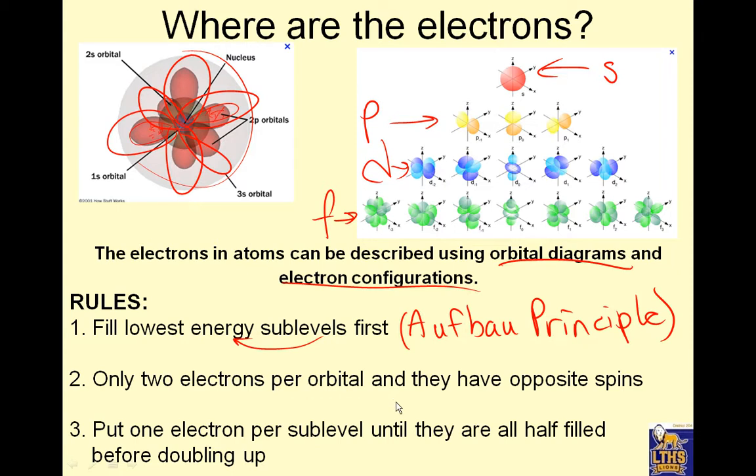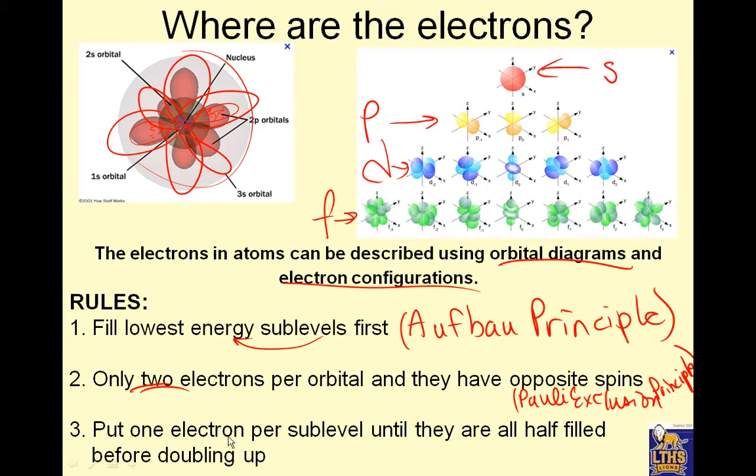The second rule is that only 2 electrons can fit in an orbital, and they have to have opposite spins. That's the Pauli exclusion principle. So how many electrons can fit in an orbital? 2. And they can't be electrons with the same spin.